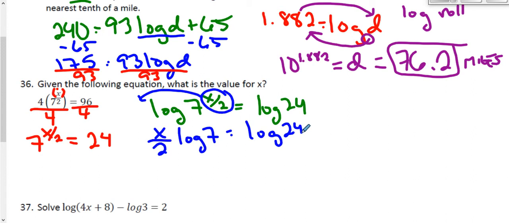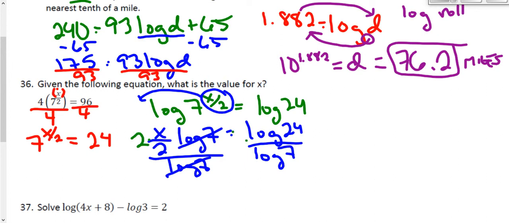And all I have to do to start getting x alone is to unwrap it here. So divide both sides by the log of 7, and then undo the divided by 2 by multiplying both sides by 2. So if I type in 2 times the log of 24 over the log of 7 into the calculator, it'll give me my answer.